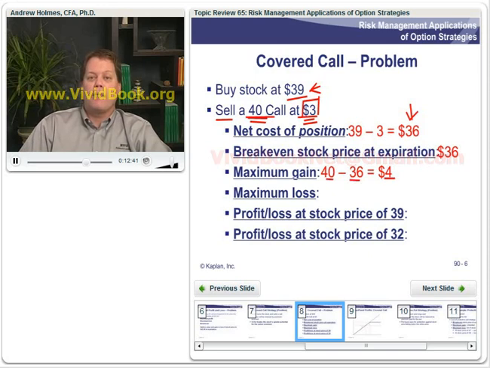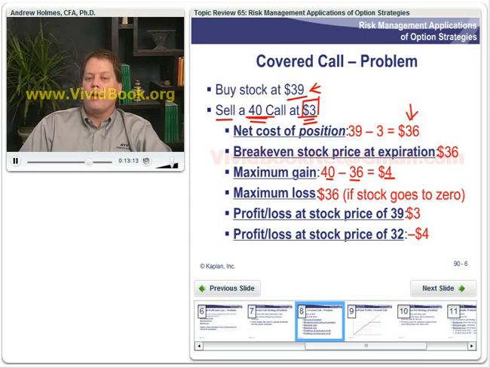What about our maximum loss? We don't have any loss protection here. We're in at $36. If the stock price goes to zero, then we're going to lose all $36, right? Okay, so what about profit and loss if the stock price ends up at 39? Well, we paid 36, stock price ends up at 39, so we make $3. What if the stock price goes down to 32? Well, we have a net cost of 36. The option expires worthless. The value of the stock goes to $32, so we end up losing $4 if the stock price at the end ends up to be this $32.